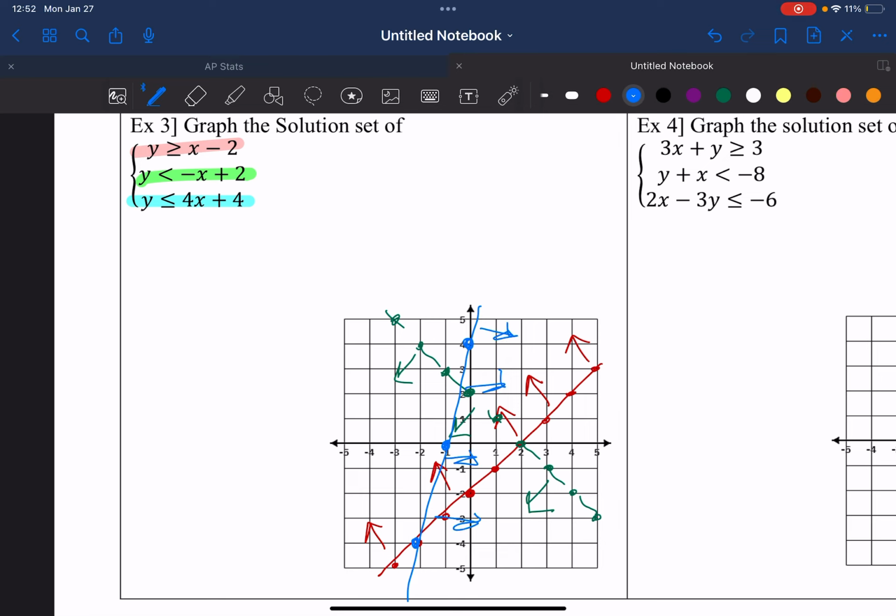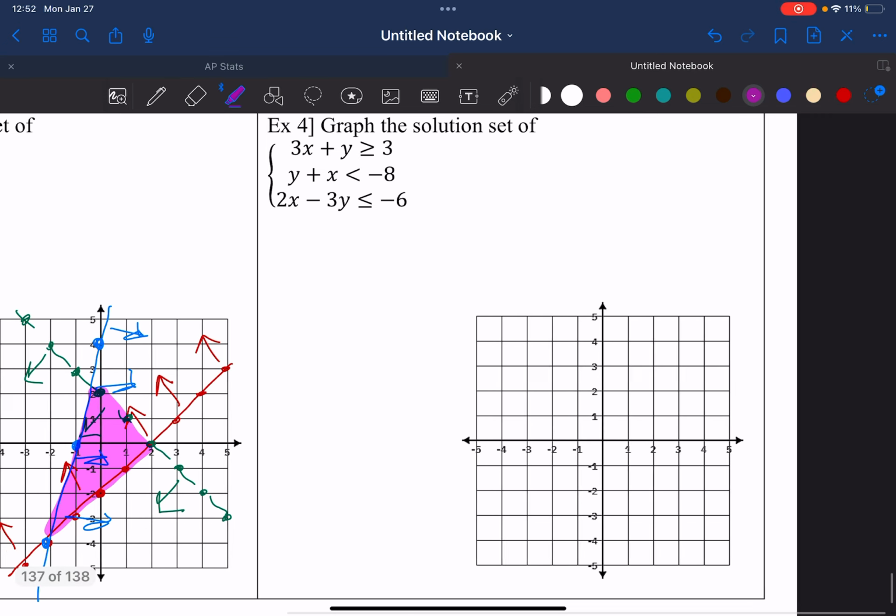I know this looks like a mess, okay? But we're trying to visualize where all of these shaded regions cross. And where they all cross is going to be our solution. Notice the blue is going to the right, the red is going up, and the green is going down, which means this little area here, this triangle, is where they all meet. So this triangle area is our solution. Number 4.